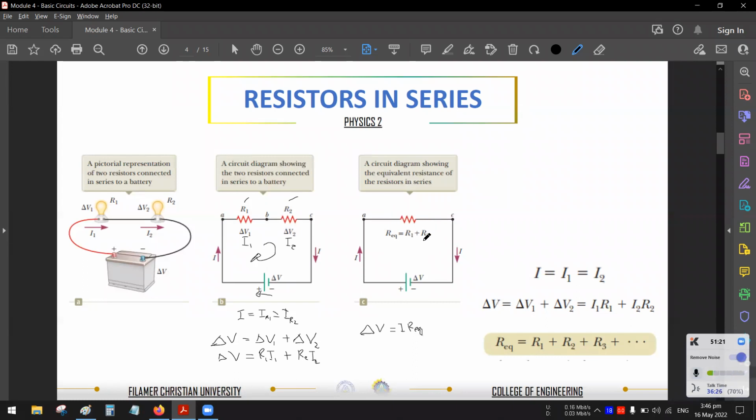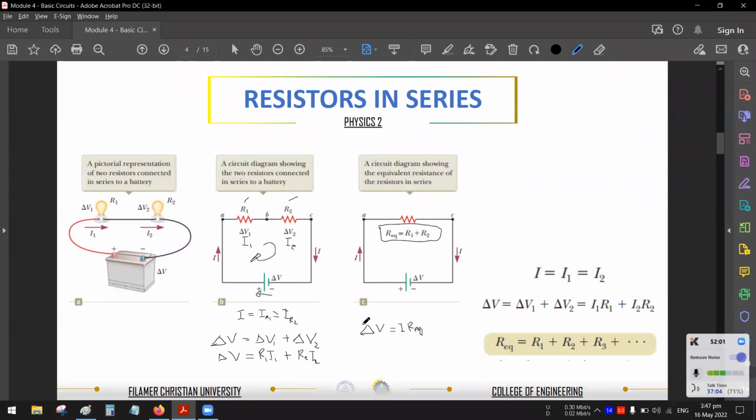Okay. So meaning, when we have a series, if our resistors are connected in series, we can just sum them. We just add these resistors, and that would be your equivalent resistance in a circuit. So that is the sum of your resistances, or our R equivalent. Then you could just multiply the supplied current in our circuit, and then you will have your voltage.